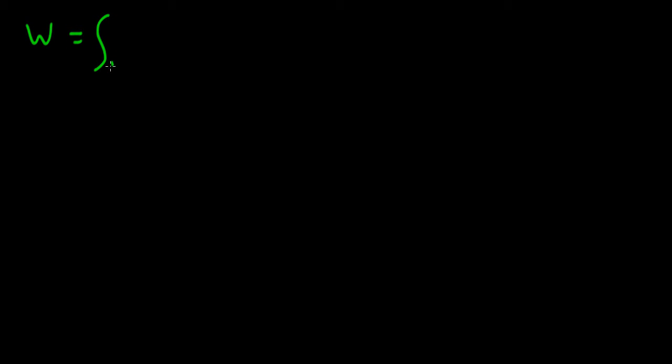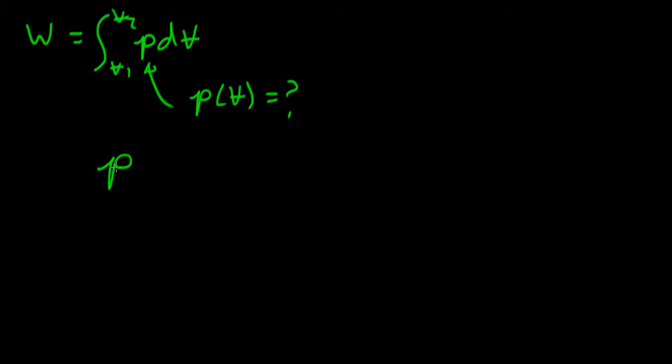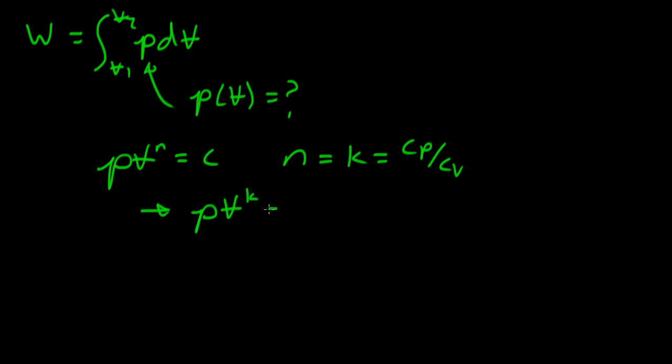Recall that the work done when a closed system's volume changes can be computed by integrating the pressure over the volume change. We must know the relationship between pressure and volume to evaluate the work integral. For a polytropic process, the pressure is related to the volume by PV^n equals a constant. An adiabatic process can be described using the polytropic process, with n equal to the ratio of specific heats of the gas. Substituting, we see that PV^k equals a constant. Solving for pressure, we see that pressure is equal to the constant divided by volume to the k.